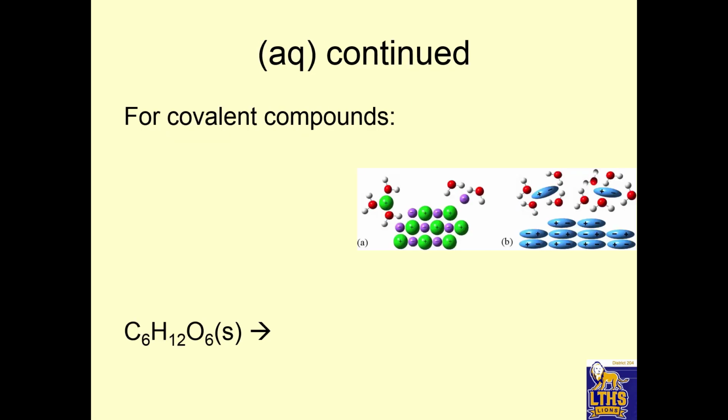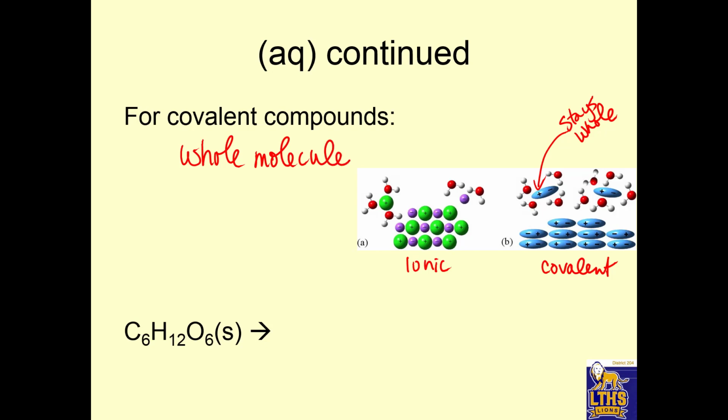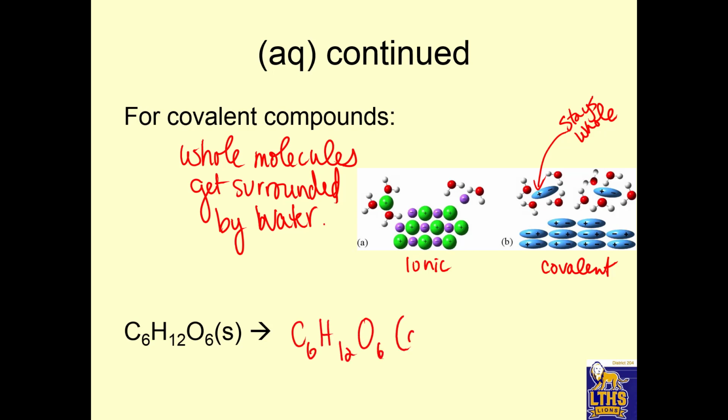If aqueous is for a covalent compound, this is ionic, right? That's what we just saw. This is covalent. So covalent compounds are these whole molecules, and the whole molecules are attracted to each other by intermolecular forces. What water does is it has 2 ends, and water's 2 ends can surround the molecules and dissolve them. But notice the molecule stays the whole thing. Stays whole. That's very different than ionic. So for covalent compounds, whole molecules get surrounded by water. They don't break up into smaller pieces of a molecule. The whole molecule turns aqueous.